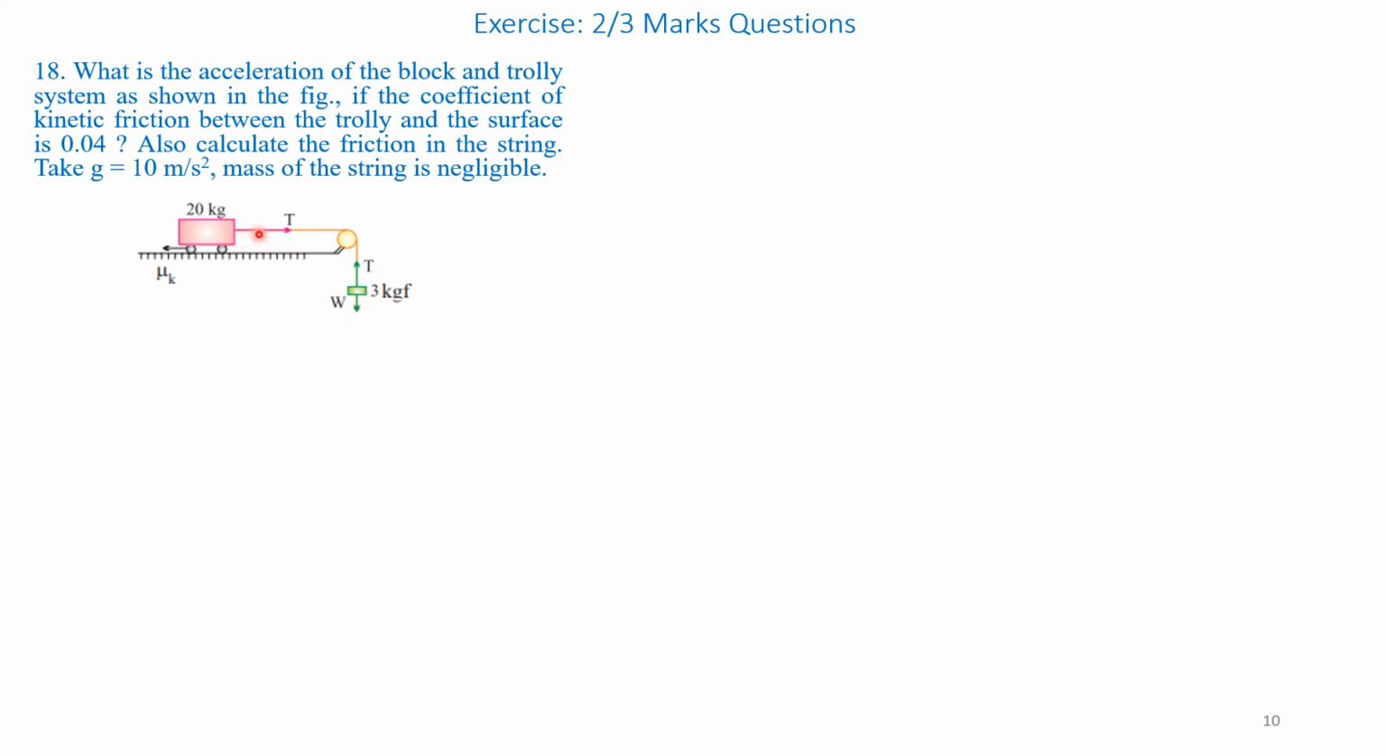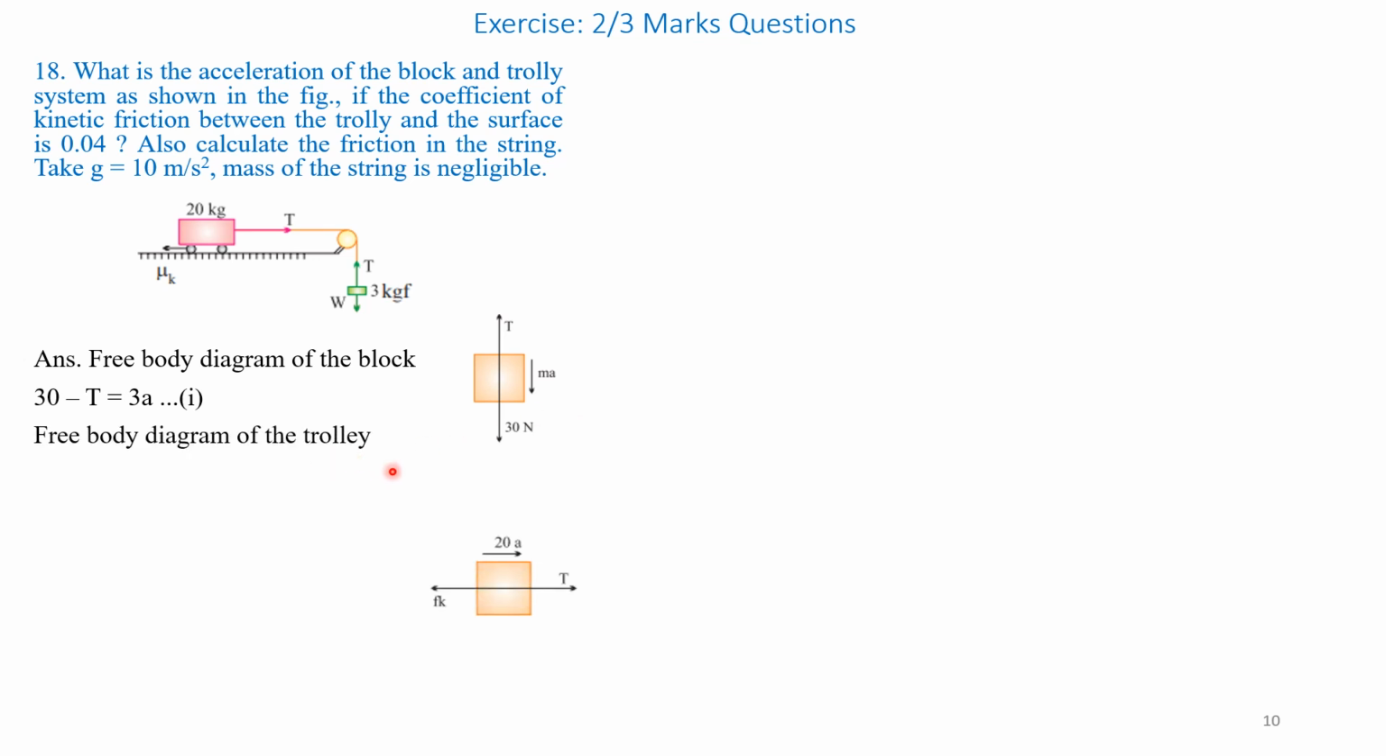It is connected through a string of tension T, and mu k is the coefficient of friction. The free body diagram of the 3 kg weight is shown here. So 30 minus T equals 3a. Mass is 3 kg and a is acceleration. 30 newtons is downwards and T is upwards. That is equal to 3 into a. Let it be equation 1.